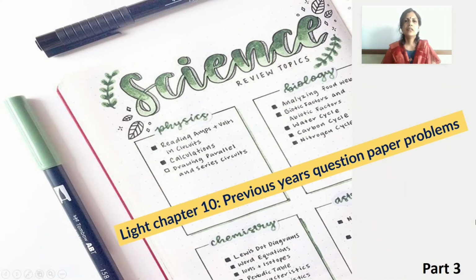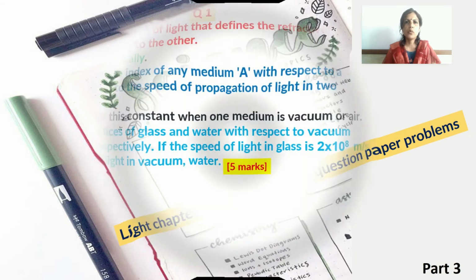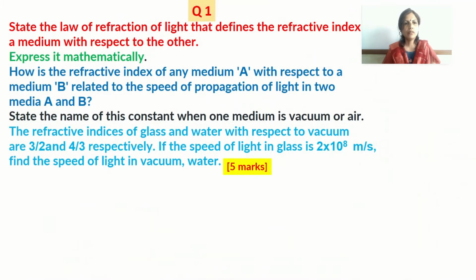Hello children, we all are revising chapter number 10, light, reflection and refraction, and we are revising the questions which have been already asked in the previous year of CBSE board examination. Today we are going to discuss questions which are of 5 marks. So let's begin with that. This is the first question.